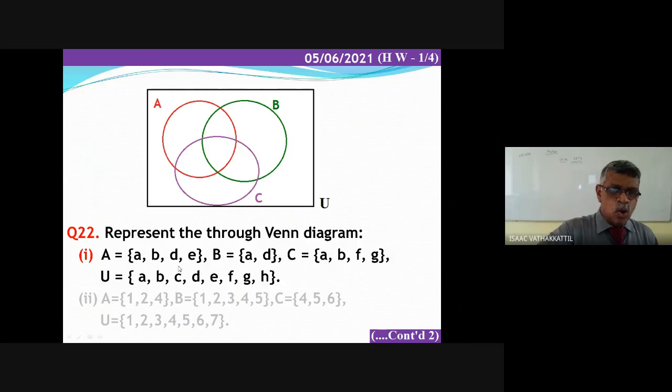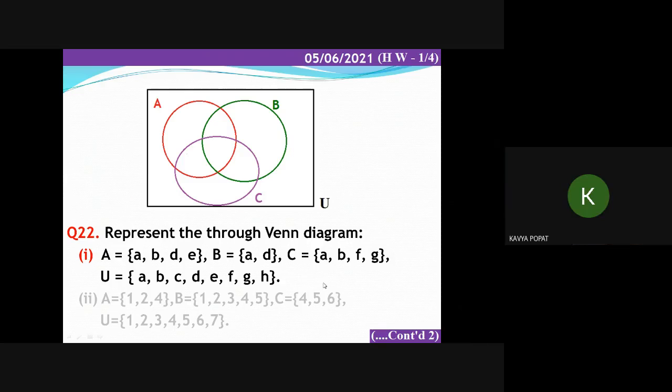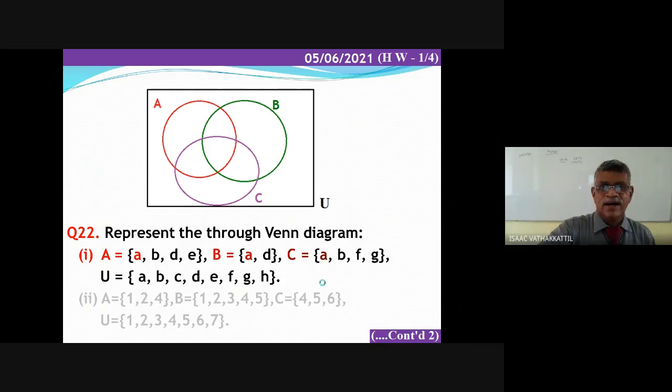What is common to all the 3 sets? What element is common to all the 3 sets? A. A. Yeah, that's true. Common to all A, B, and C, that is written in the very common place where A, B and C overlap.